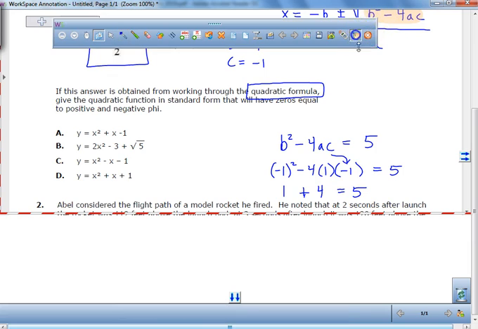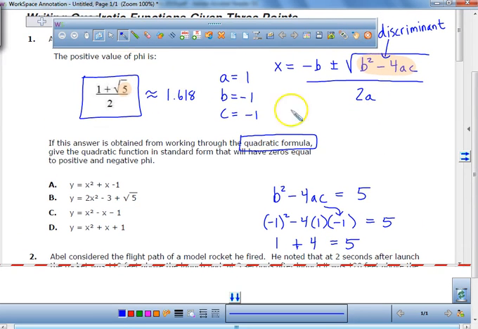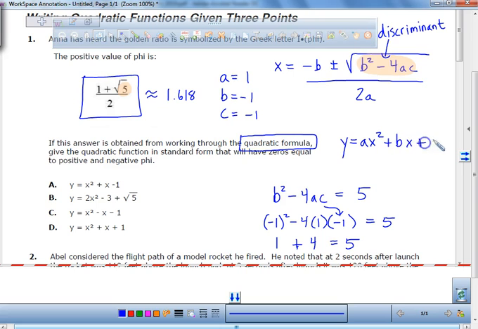Negative 1. Now, do you guys remember what standard form is for a quadratic? ax squared plus bx plus c. So what did we find our a value to be? 1. What did we find our b value to be? Negative 1. And what did we find our c value to be? Negative 1. Which turns out our answer is c. That's how you would do it if you did not have the use of a graphing calculator.